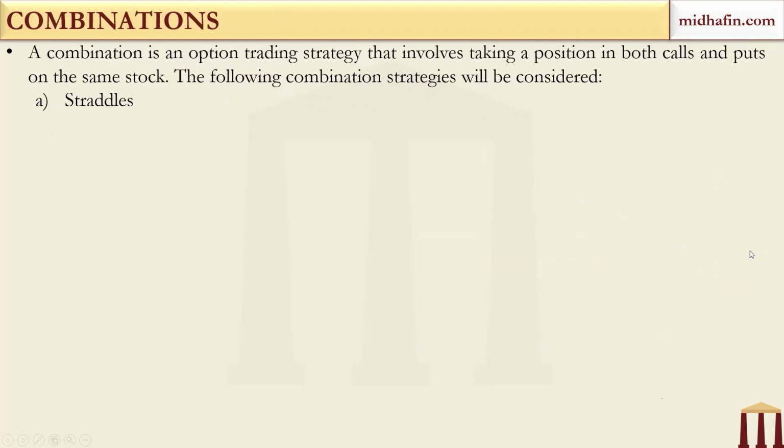Okay. Now, let's talk about combinations. From the examination perspective, there are two combinations which are important. One is straddle and another one is strangle. We'll see both of them. Now, as to when straddle and strangle will be beneficial, let me tell you a scenario.